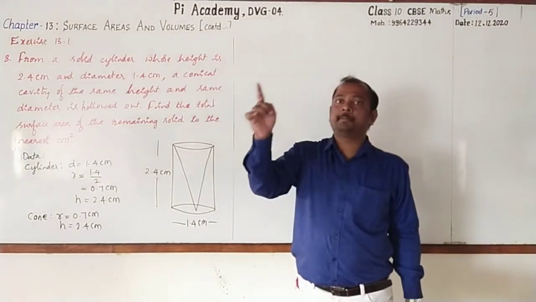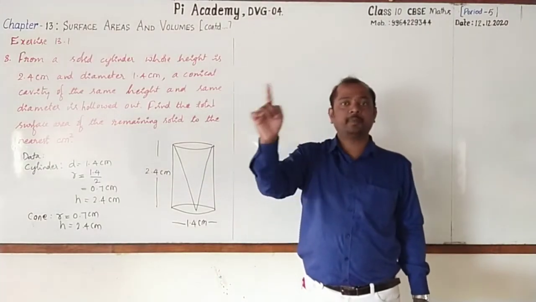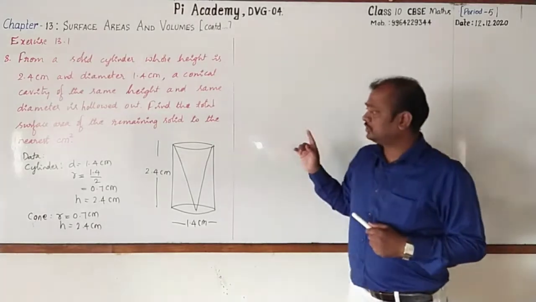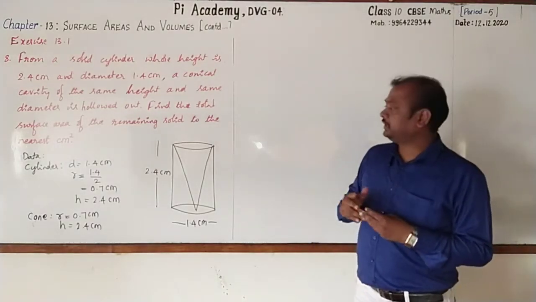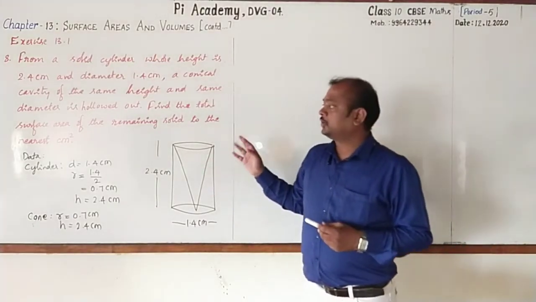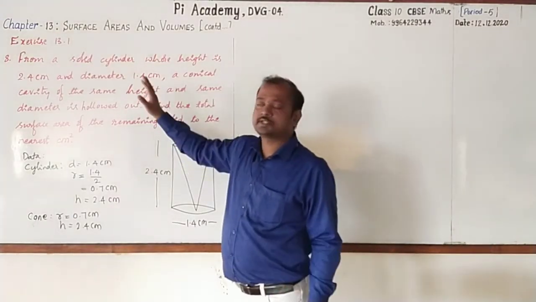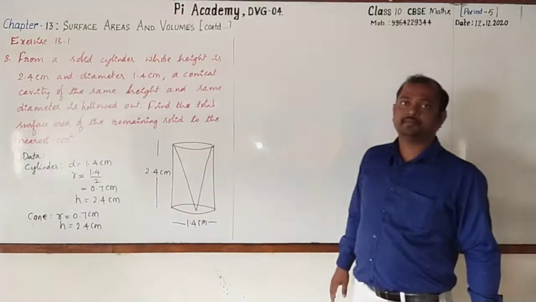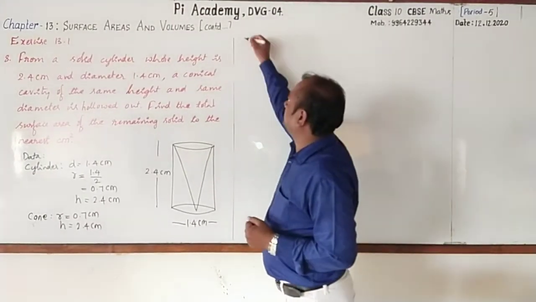As we are going to use the CSA of the cone, its formula is pi r L. We know pi, we know r, but L is unknown. So first we have to find out the slant height of the cone. Okay. Before going to that, dear students, copy the statement, draw the figure, and write the data as well. Yes. Please start writing with me.